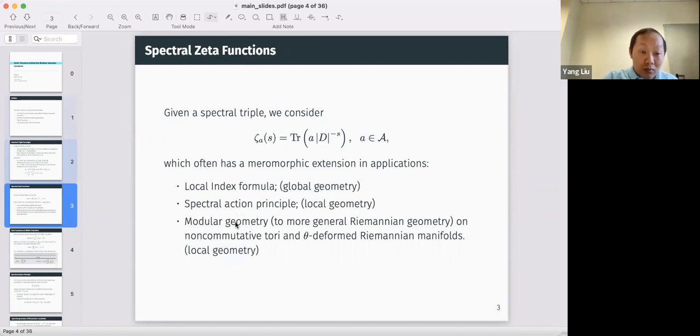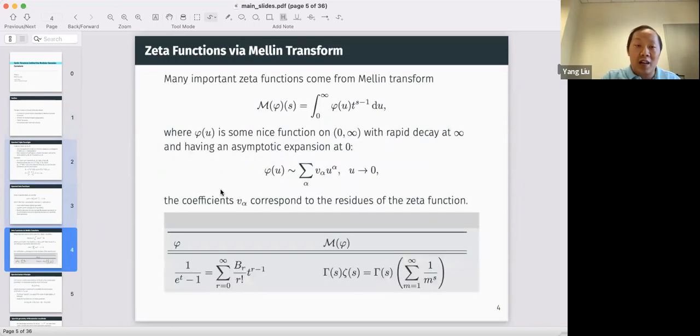Before doing that, when we talk about the zeta function, it's hard not to mention this Mellin transform, which is an important technique. Many important zeta functions can be obtained by using these Mellin transform arguments. So here is the definition of the Mellin transform.